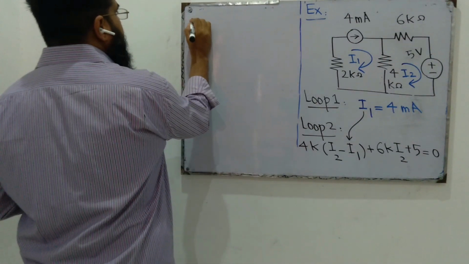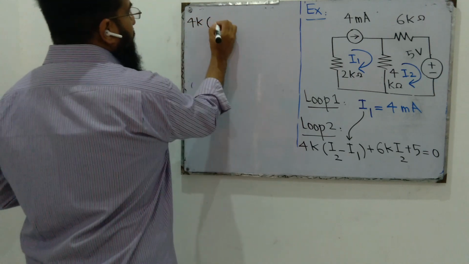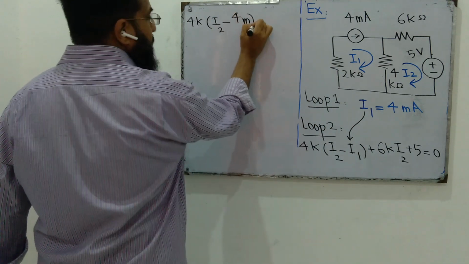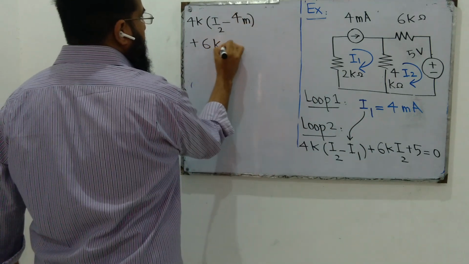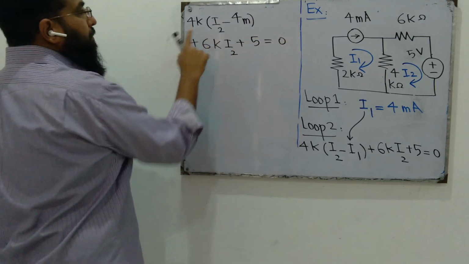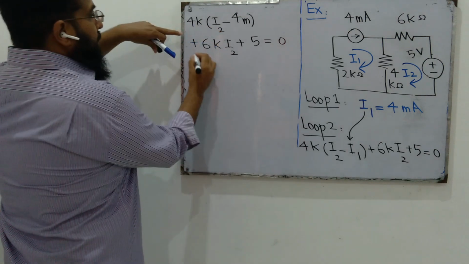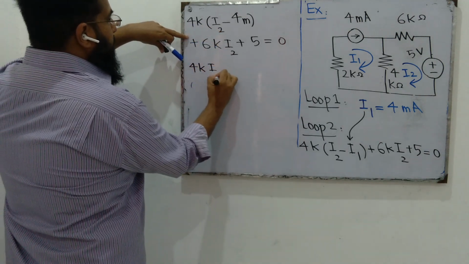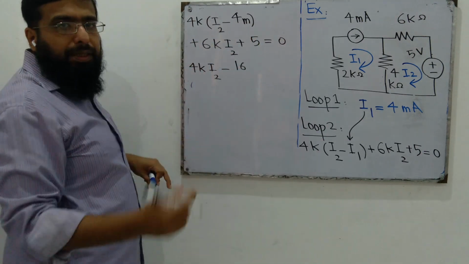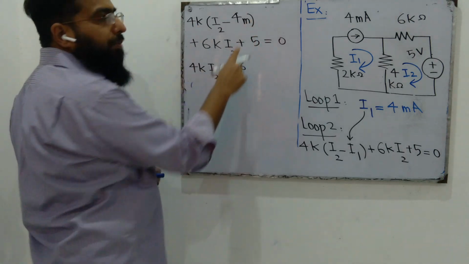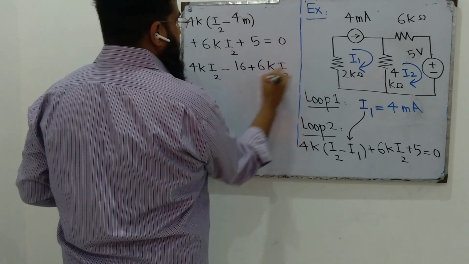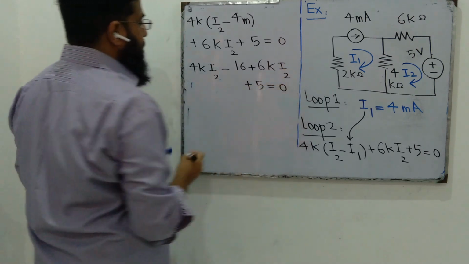This is 4K I2 minus 4 milli plus 6K I2 plus 5 is equal to 0. So multiplying this 4K, this becomes 4K I2 minus 4 4s are 16, and we know that kilo when multiplied with milli becomes 1, because kilo is 10 to the 3, milli is 10 to the minus 3, multiply, the answer is 1. Plus 6K I2 plus 5 is equal to 0.